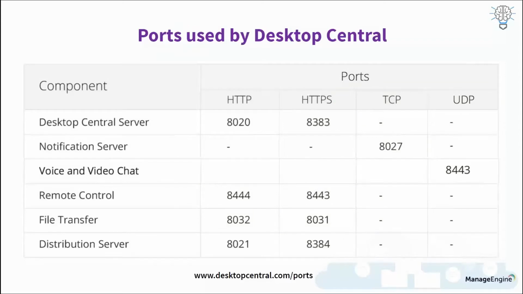And next, we will talk about the ports. Since Desktop Central is an on-prem solution, we have to open a few ports for the agent server communication and for the rest of the features to work. So Desktop Central runs primarily on two ports, 8383, which is HTTPS, or 8020, which is HTTP. All the agents talk to the server using this port. There is another port, 8027, which is a TCP one. This is used by the notification server.